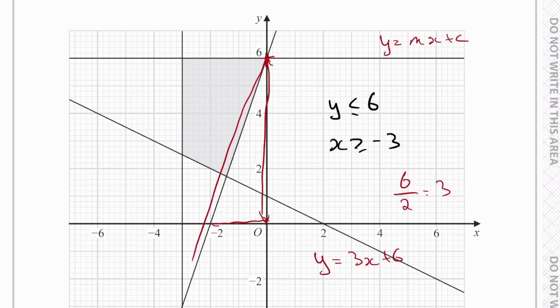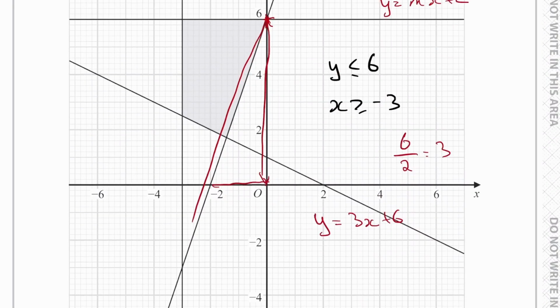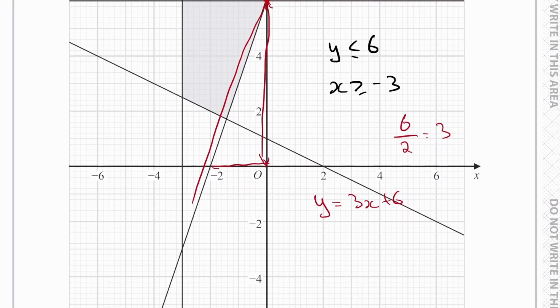And everything has to be to the left of this line. So basically what we're saying is that y has to be greater than or equal to 3x plus 6. Okay, so for the third inequality, that's what we'd write. And so we can just replace this with a greater than or equal to sign.